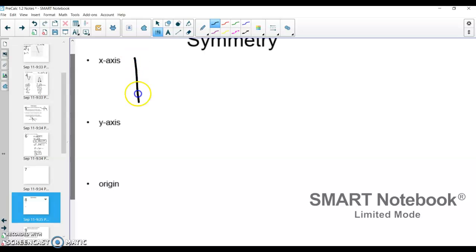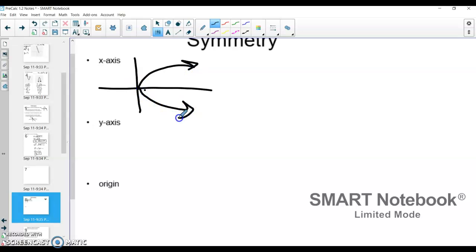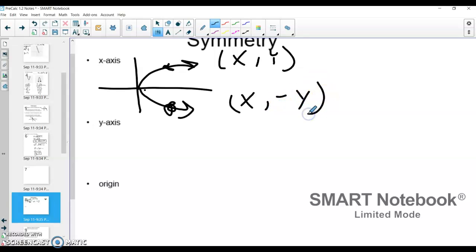But x-axis symmetry will look something like this. So it's that kind of parabola shape, so that what's happening above is the same thing that's happening below. And if we choose a point like here, that point would be x comma y, and that means this point down here should give you, if you plugged in a negative y, the same x. And so you should see that relationship with x-axis symmetry.